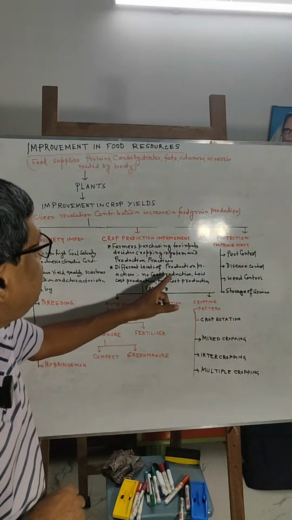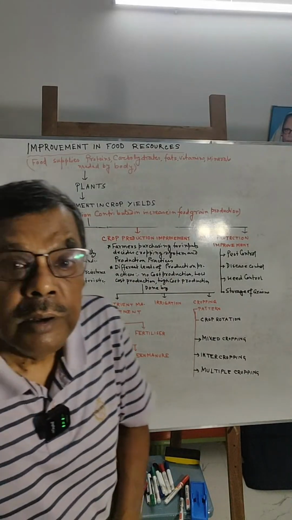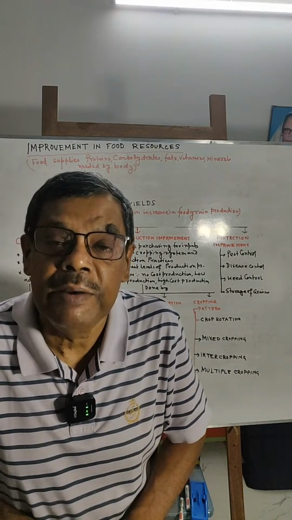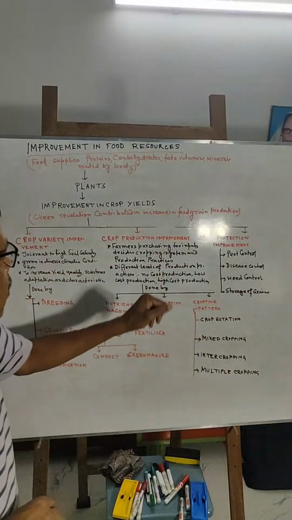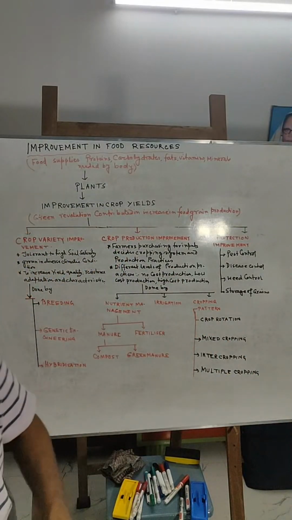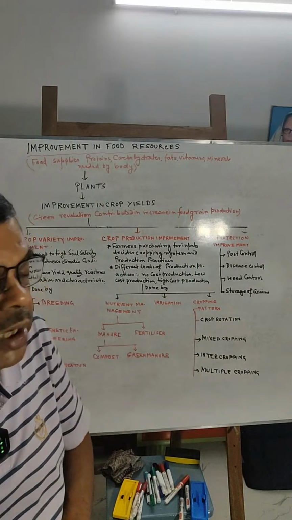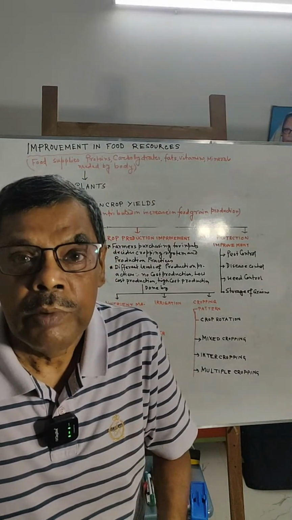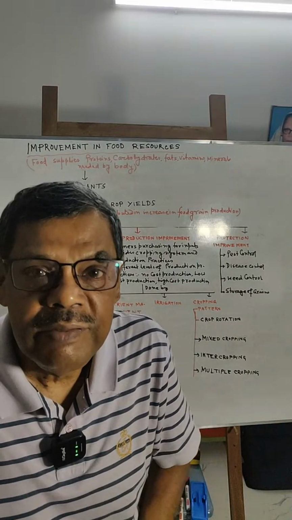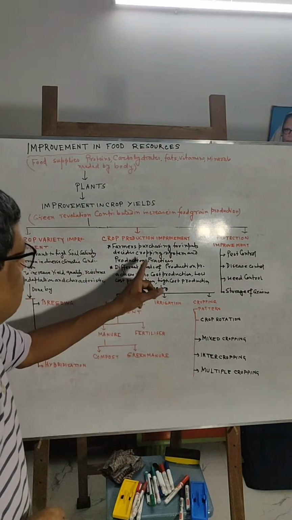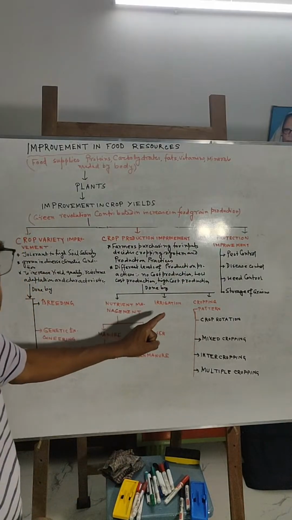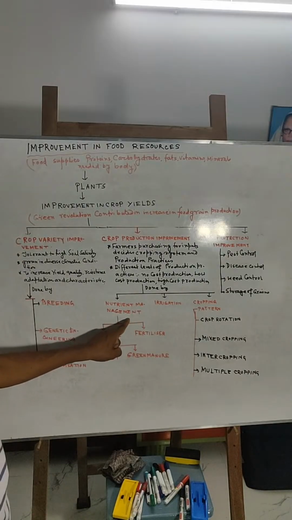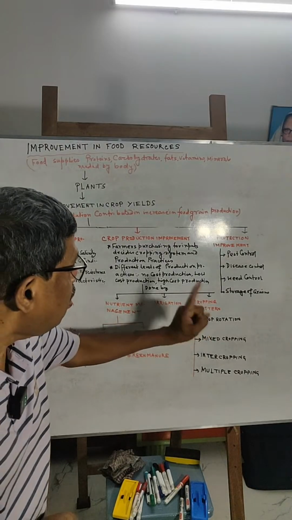Next, different levels of production practice. Different levels would be maintained by the farmer for crop production. That is, no cost production, low cost production, and high cost production. These three types of production would be maintained by the farmers. Next, crop production improvement depends on three criteria: nutrient management, irrigation, and cropping pattern.